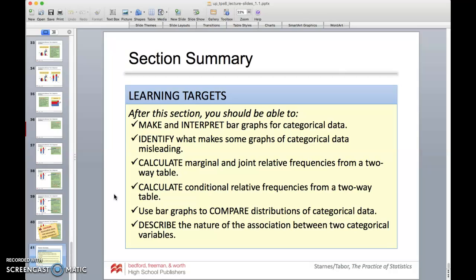Calculate marginal and joint relative frequencies from a two-way table. Okay, we looked at that. And then calculate the conditional relative frequencies. That's where we limit it down to a conditional category, and then we find just out of that category, those percentages. Use bar graphs to compare distributions, so it might be side by side as we talked about. And yeah, we have all sorts of bar graphs to look at there to compare. And then describe the nature of the association. So be able to say if there is an association or not, and then be able to describe that.